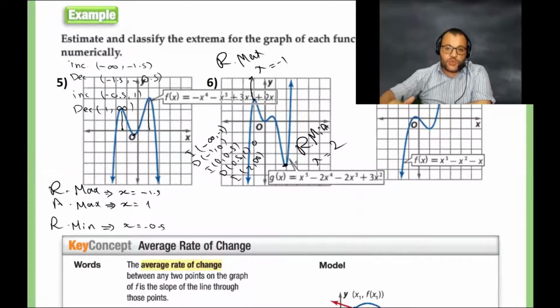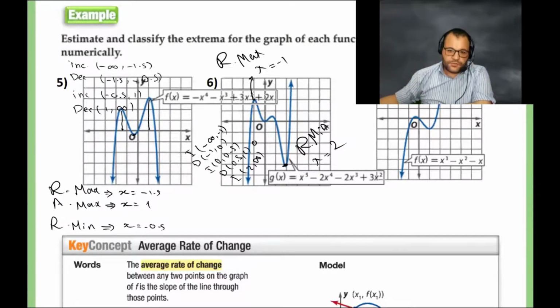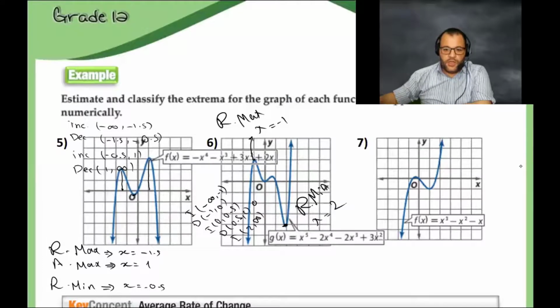There is no absolute maximum and no absolute minimum, because one of the end behaviors is going up and the other is going down. Any problem for this one? No. Okay. So for the last one?